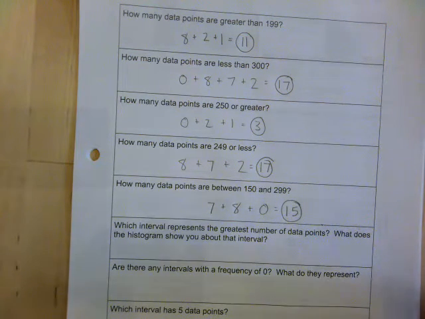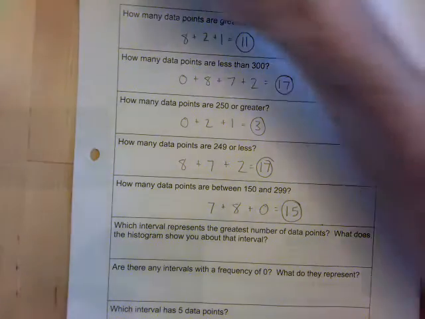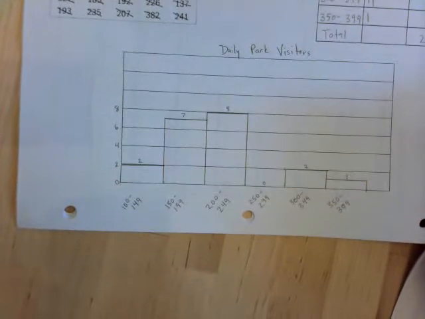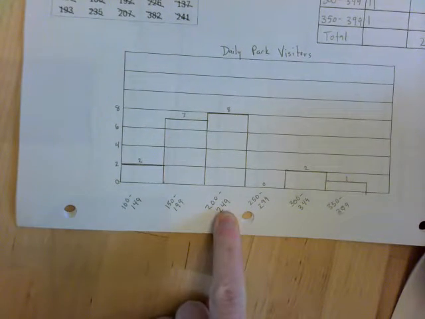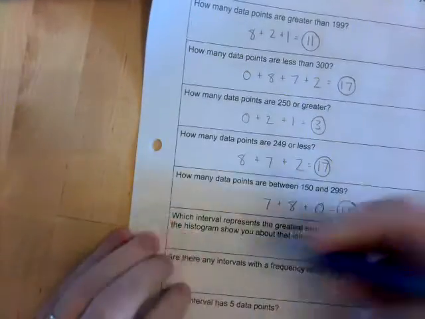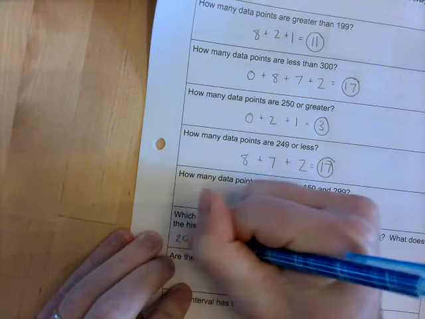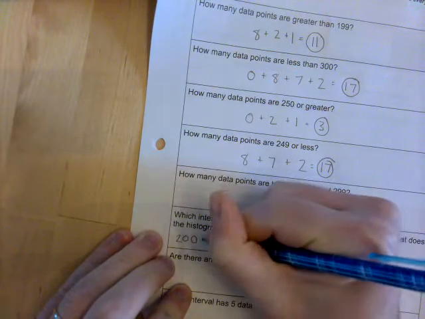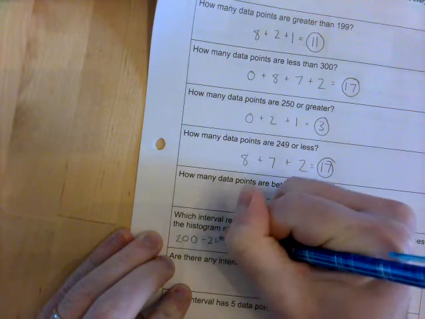Okay. Which interval represents the greatest number of data points? What does the histogram show you about that interval? The one with the greatest number of data points would be this interval, 200 to 249. So this is the interval 200 to 249.